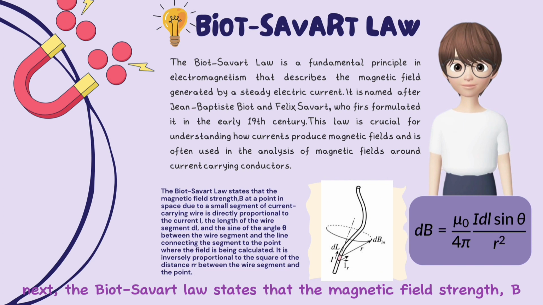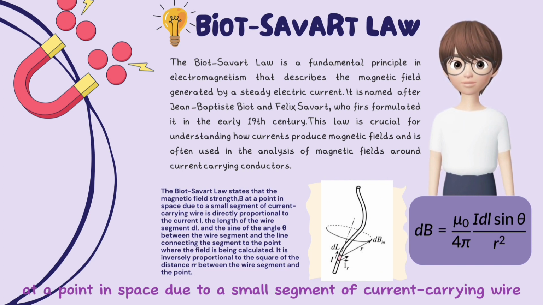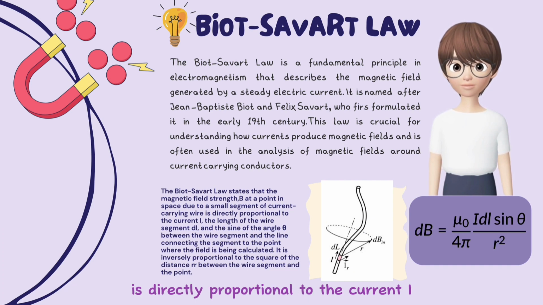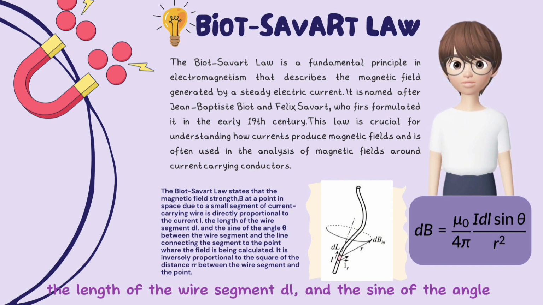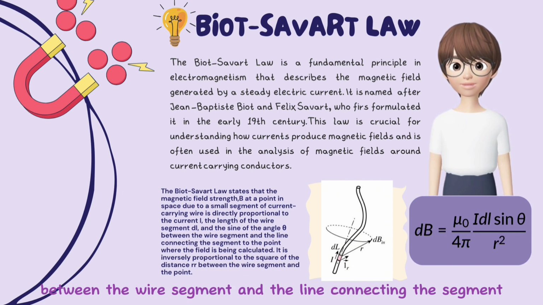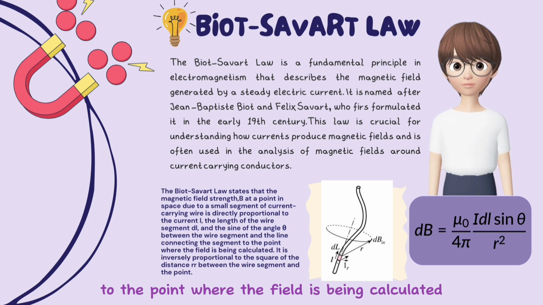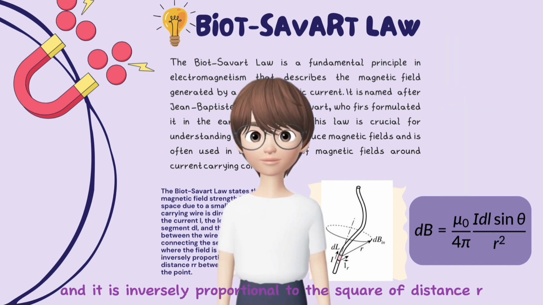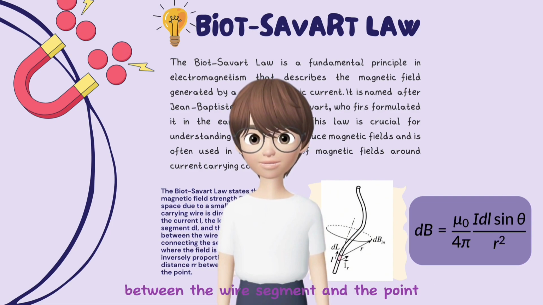Next, the Biot-Savart law states that the magnetic field strength B at a point in space due to a small segment of current carrying wire is directly proportional to the current I, the length of the wire segment dl, and the sine of the angle theta between the wire segment and the line connecting the segment to the point where the field is being calculated, and it is inversely proportional to the square of the distance r between the wire segment and the point.